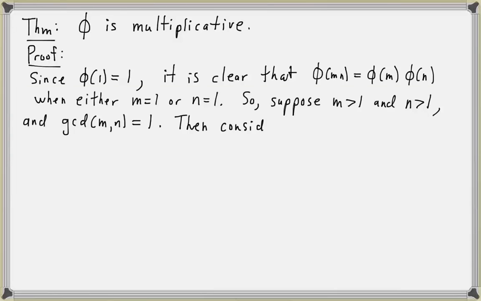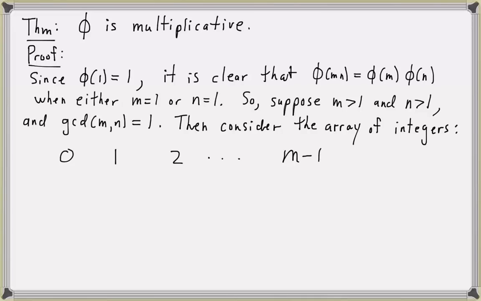Then consider the array of integers. So I want to write out a bunch of integers here. The first row is going to be 0 through m minus 1. So 0, 1, 2, all the way up to m minus 1. The second row is going to be m, m plus 1, m plus 2, all the way up to m plus m minus 1.